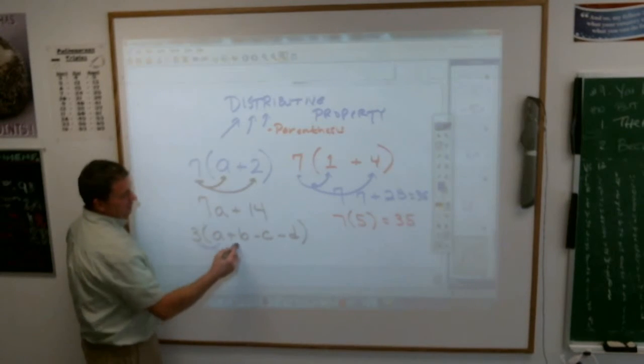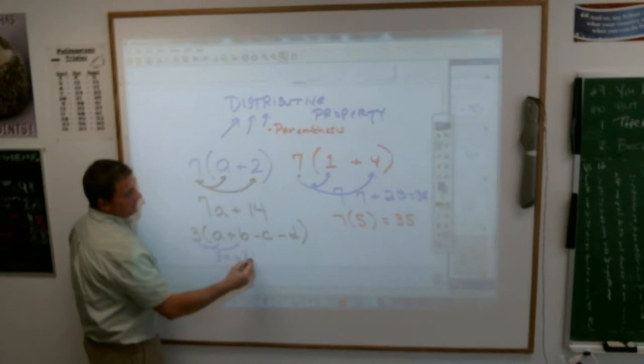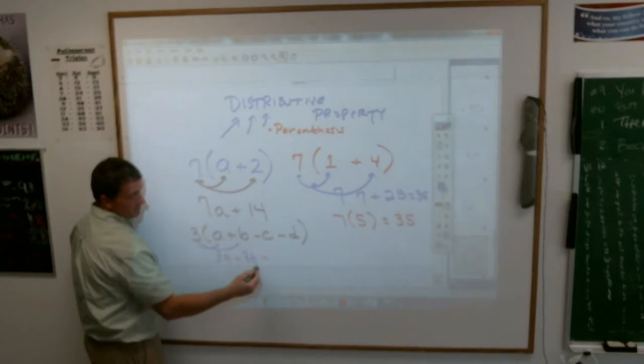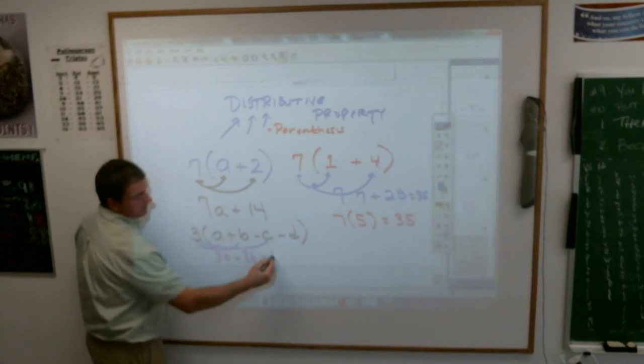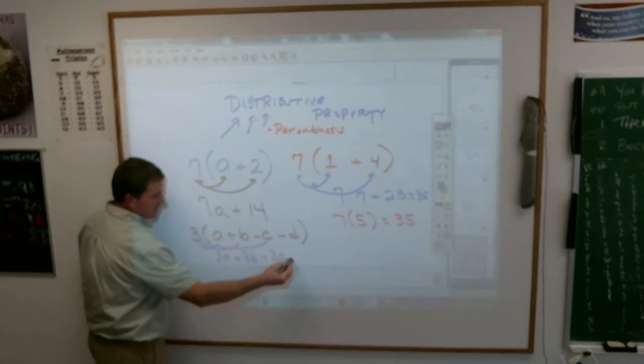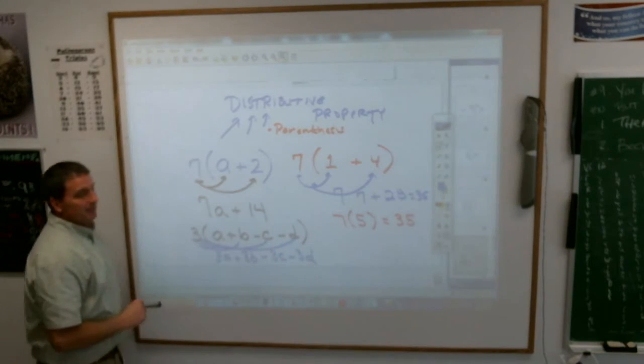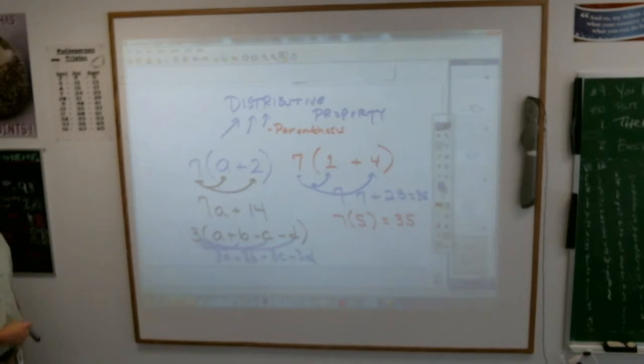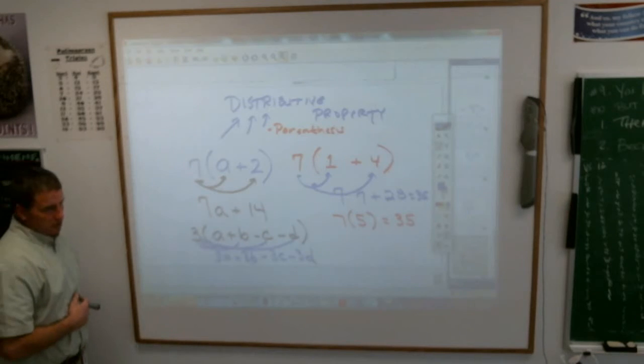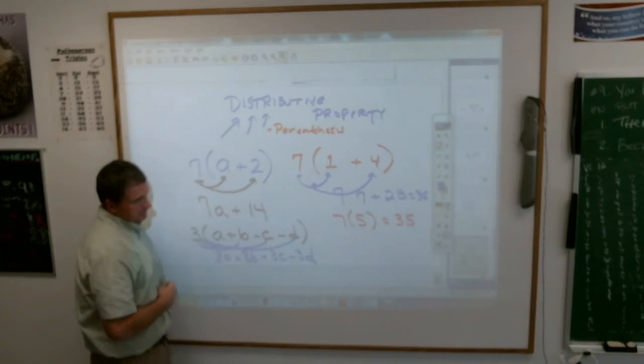3A plus, and you always take the sign. See this plus? It's going to be that plus. 3B minus, because that's what comes next. 3 times C is 3C, minus 3 times D, which is 3D. That is, in a nutshell, the distributive property.